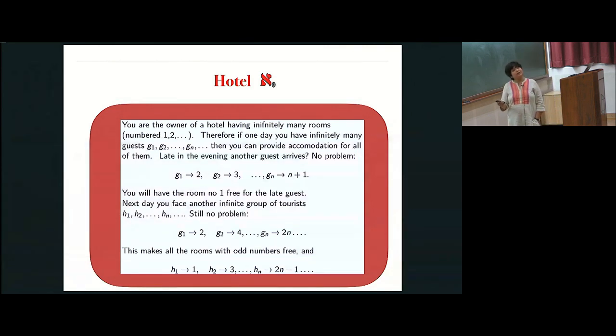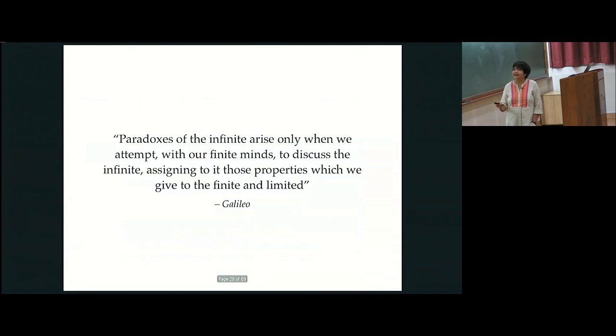Now, there are infinitely many more guests coming in. Once again, no problem. Just even and odd first. So, all these kinds of things you can do with this countable infinity. In this sense, in Galileo's words, paradoxes of the infinite arise only when we attempt with our finite minds to discuss the infinite, assigning to it those properties which we give to the finite and limited.